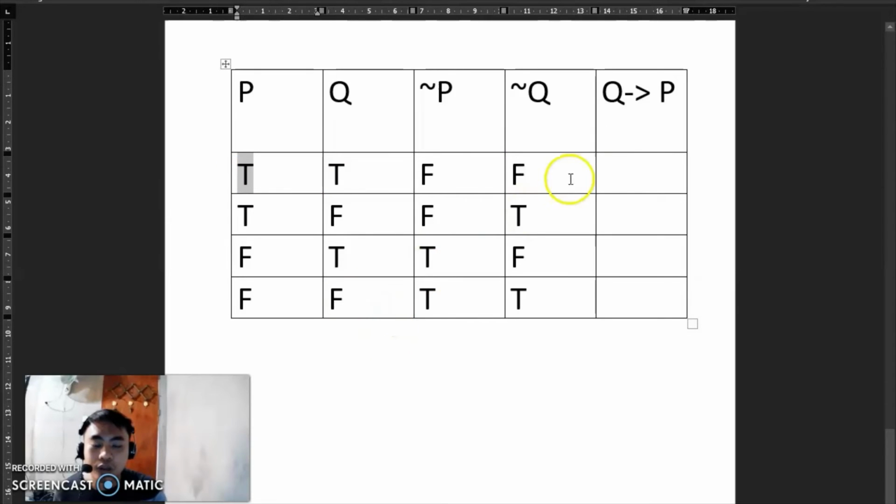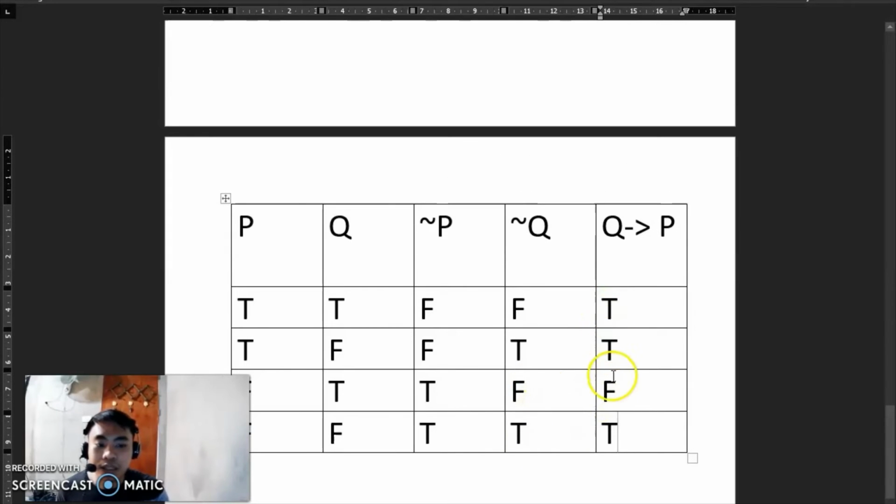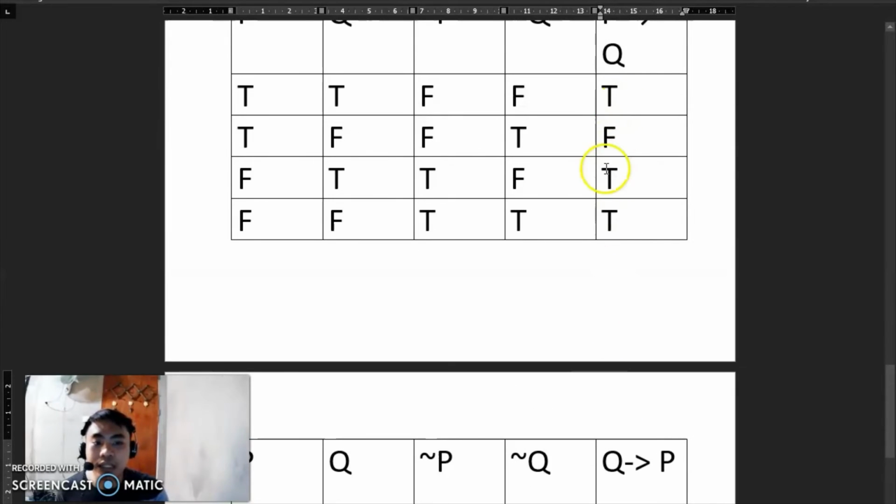Sunod po doon. So, we have true, true, that will become true. Sa Q muna po titingin. This one is false, followed by true, that will become true. Next, true, followed by false, that will become false. And the last one, false, followed by another false, that will become true. As you can see, ito ay TTFT, dito naman ay TFTT. So at this point, magkaiba po ang magiging sagot nila.